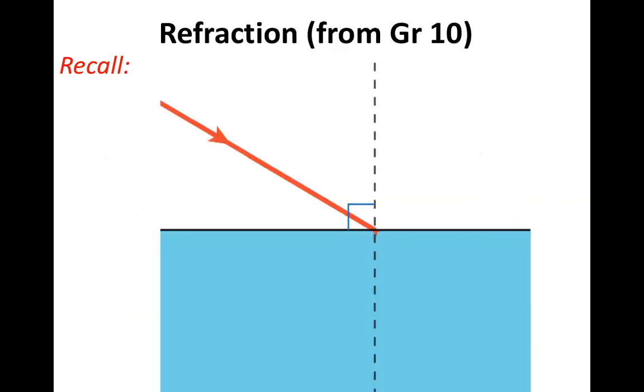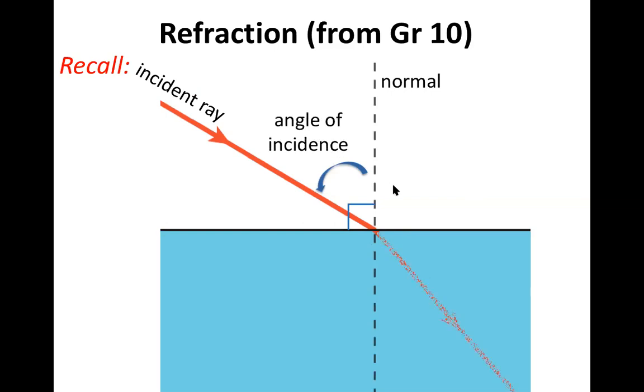Okay, so now we're gonna go on to number 3, but we just have to review a little bit from grade 10. So recall that refraction is the bending of light as it travels from one medium to another. So let's say this represents one ray of light going from air to water. We draw the normal, we have an incident ray, and it hits the surface at some angle. We call that the angle of incidence.